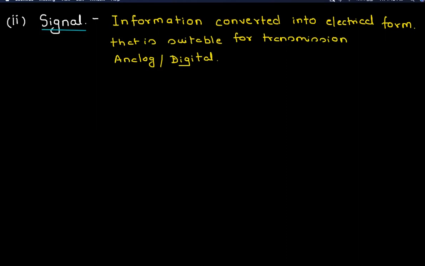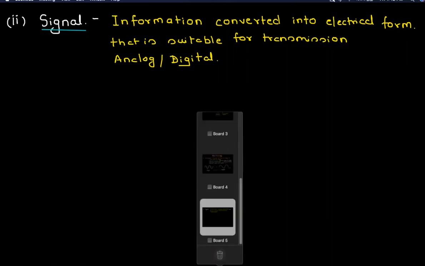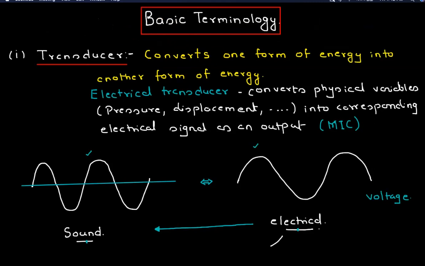Don't worry about what is analog, what is digital. We'll probably have a discussion a little later on it, but not required as such. So this is signal. Basically the microphone creates a signal. Okay, but then you can say this is signal, but probably this is not suitable for transmission. Then it is better not to call it a signal if it requires further processing.